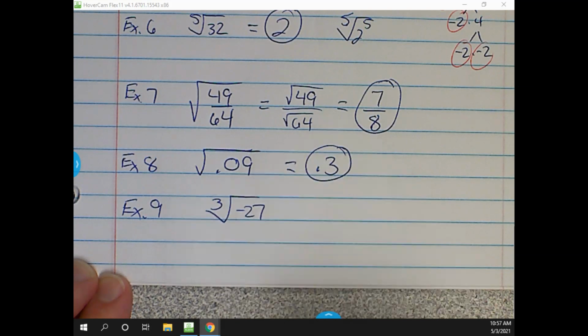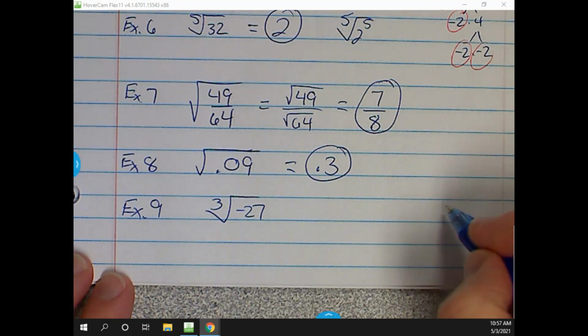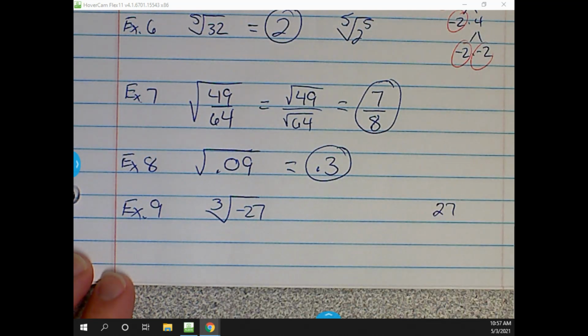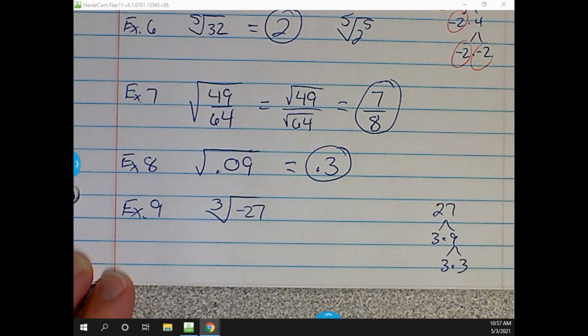Okay, so if it's 3rd root of -27, again, we know the answer is going to be negative because we're starting with a negative number. And if that's the case, then that's one where you just kind of forget about the negative for a minute. Just take the 27 and start to break it down. So it's 3 times 9. It's 3 times 3. So that's just 3 times 3 times 3. That'd be 3 to the third.